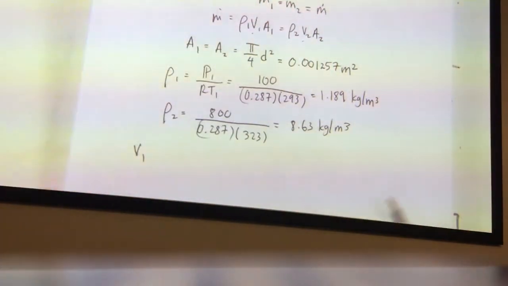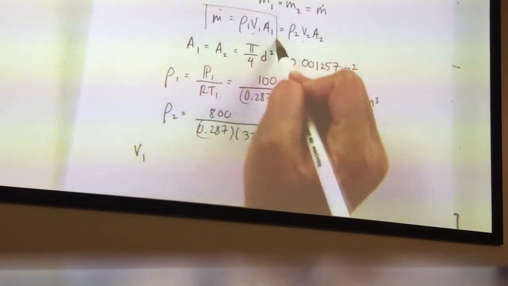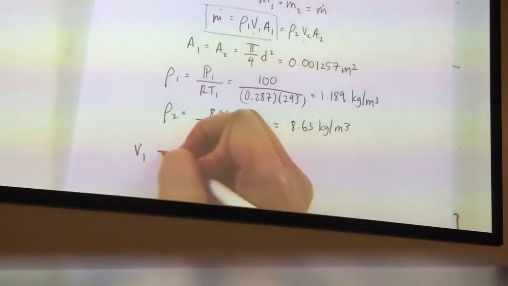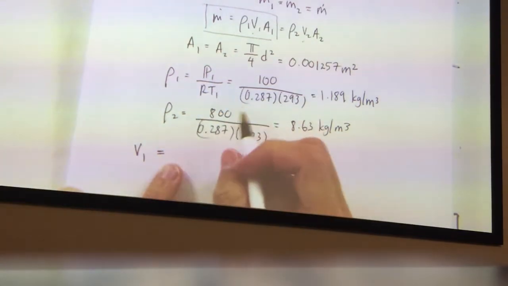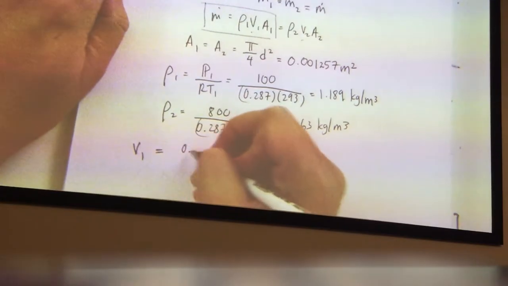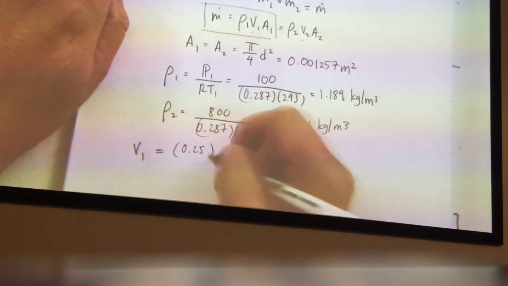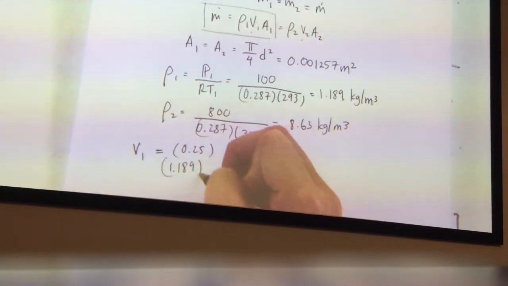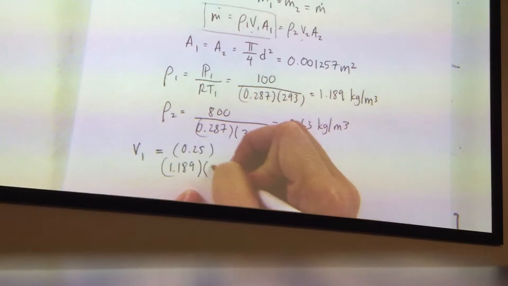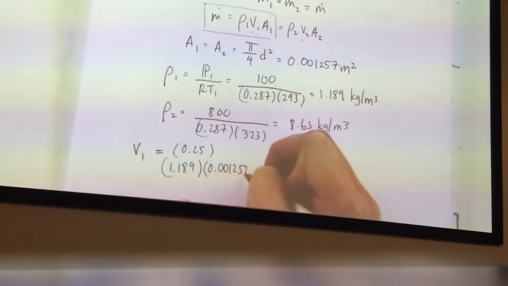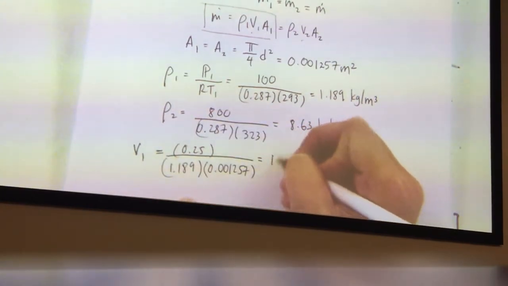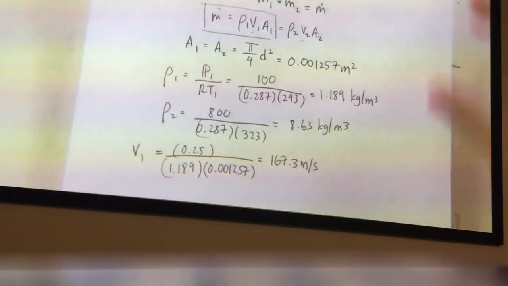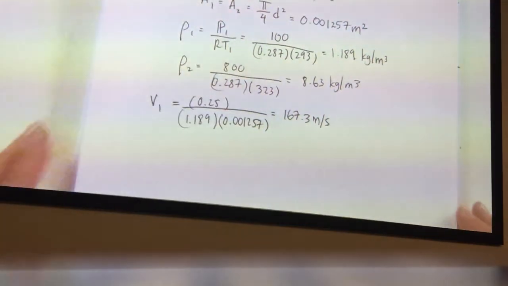Let's just find velocity one. We can use this part of the equation, given that the Maxwell rate is given to us. If we rearrange this equation, the Maxwell rate is 0.25. This is given to us, so we didn't have to find it. Divided by the density, 1.189, times the area, 0.00125. So the velocity of 1 is 167.3 meters per second.